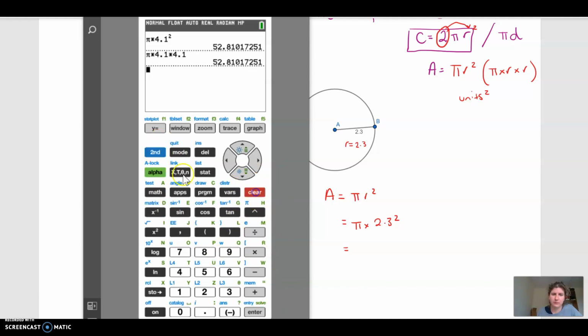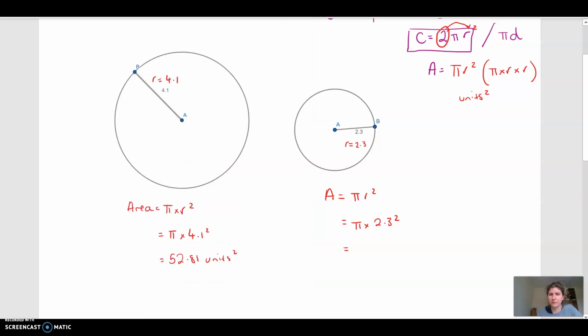Pi, okay, and I get 16. Again, I'm going to do 2 decimal places. So 16.62 centimeters. We'll pretend this is centimeters here, and we can write centimeters squared there.